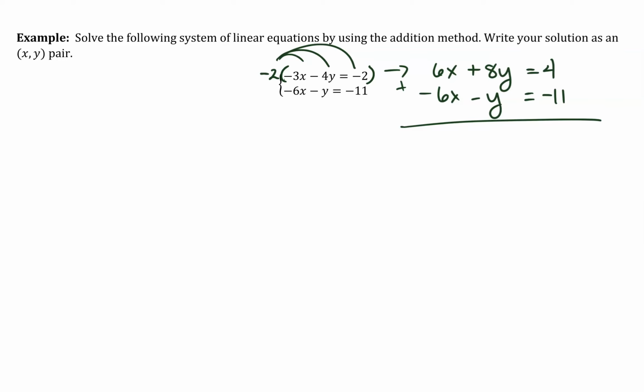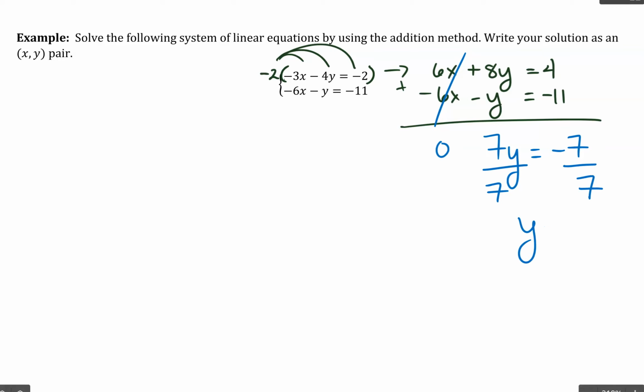So the 6 and the -6 end up with 0 because they cancel out, and that's what we want to happen. The +8y and the -1 8y become +7y. And then 4 and -11 become -7. So now we have a simple linear equation to solve. Need to solve for y, divide by 7, divide by 7, and we get y is -1.